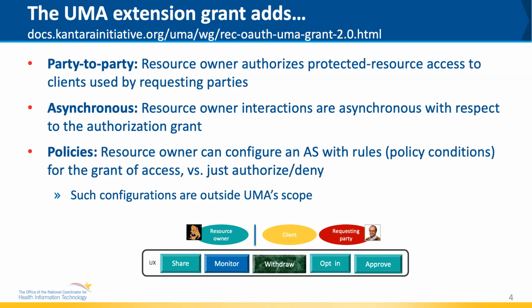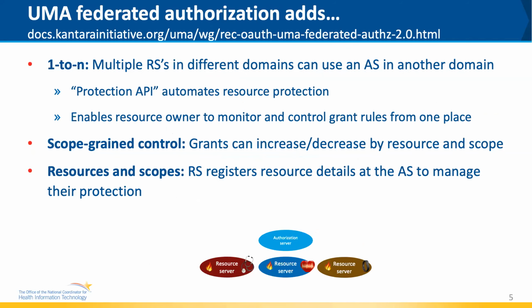So they're out of scope, but we still care about them. So the big picture of UMA Federated Authorization, what does this add to OAuth?